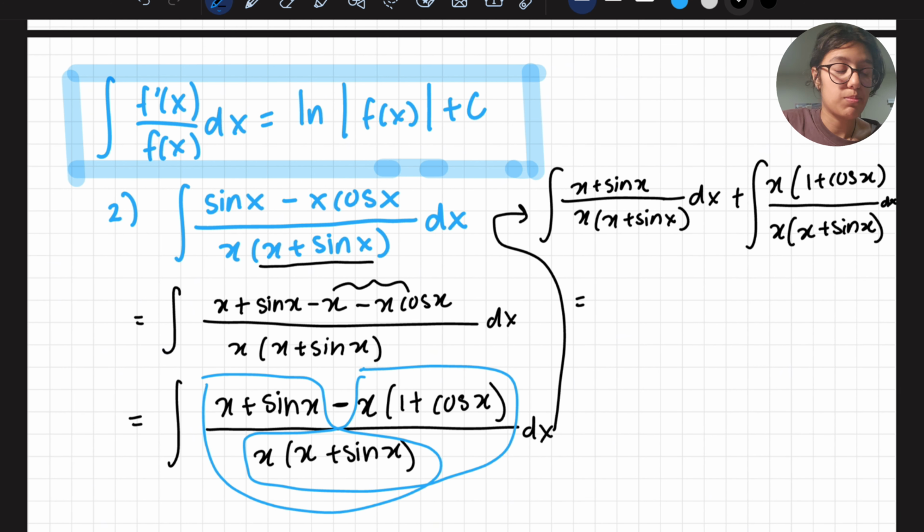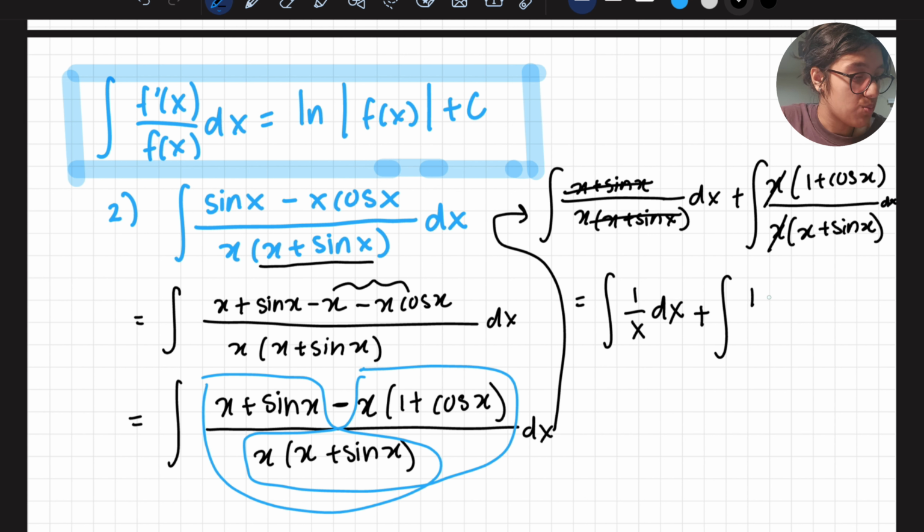Now we can start simplifying. So I know this and this will cancel out. We have the integral of 1 over x dx. We know that, lucky for us, plus the integral, that and that get canceled out. So we have the integral of 1 plus cos x over x plus sine x dx.